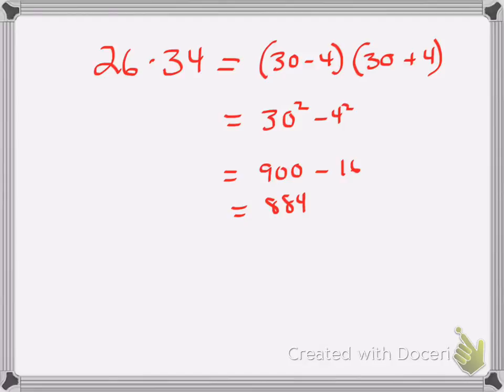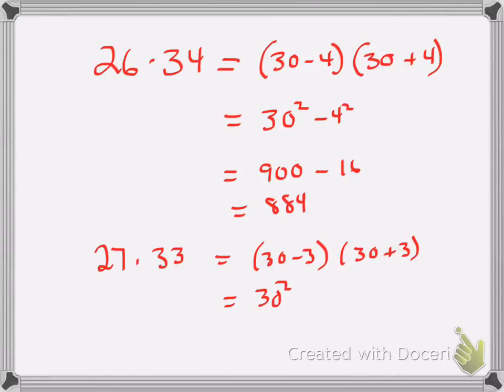So if I had something like, let's say I had 27 times 33. I could say this is 30 minus 3 and 30 plus 3. So this would be 30 squared minus 3 squared, which is 900 minus 9. So wouldn't that be 891? Got it? Questions? All right.